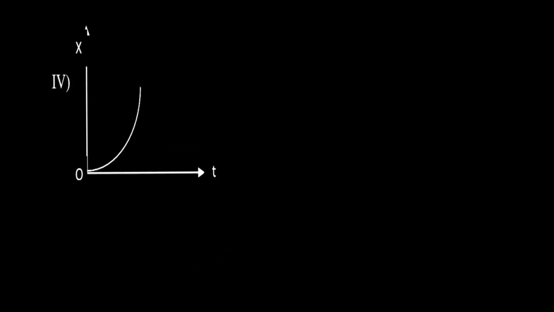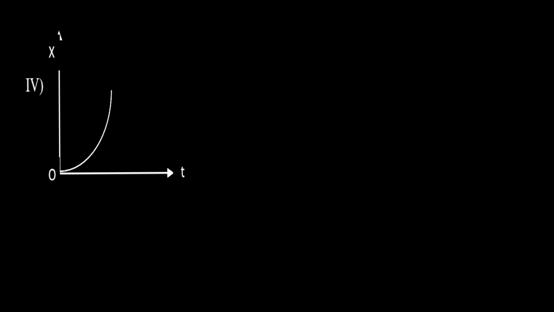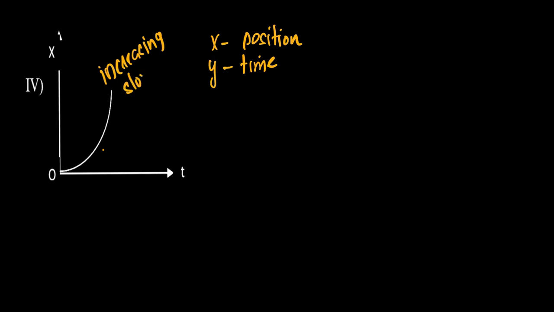Right. Now, looking at the fourth graph here. Again, what is x-axis? X-axis represents the position. What is y-axis? Y-axis represents the time. Now, what is the nature of the graph here? This is a graph with increasing slope.